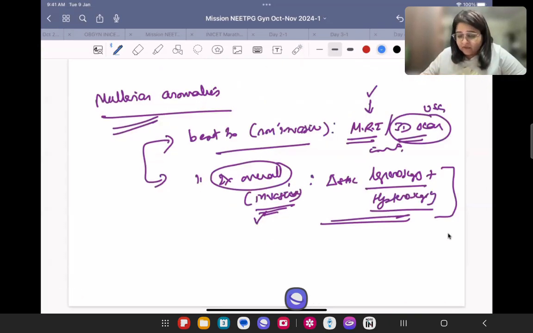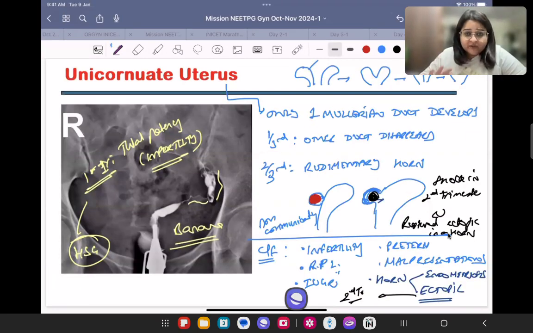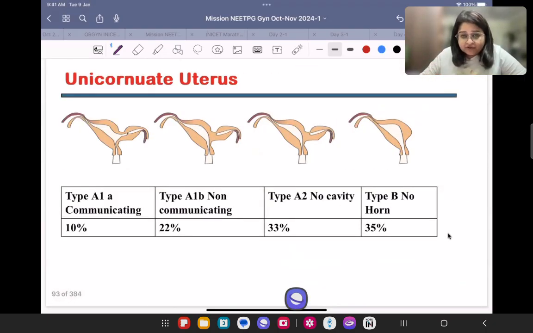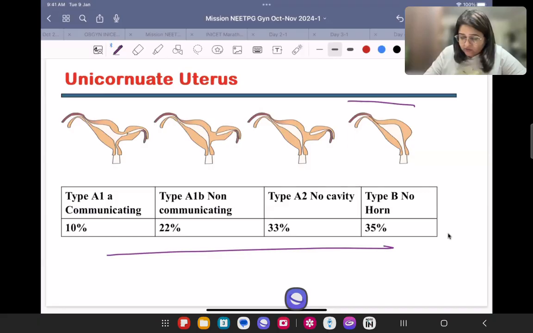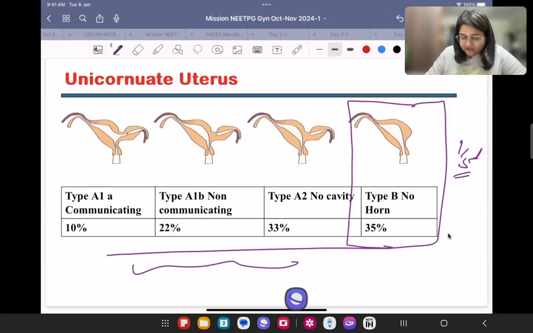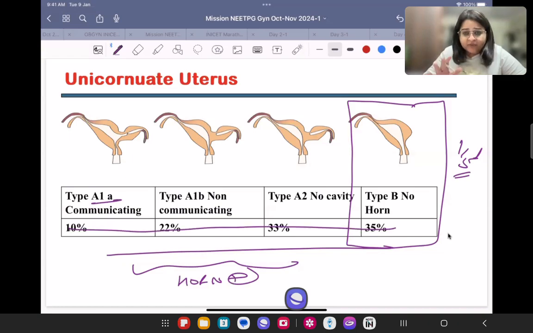Okay, so this is what we should know. Now in a unicornuate uterus, what is the treatment? What can you do? If you have a rudimentary horn, these are the types of uteruses. Okay, when there is no horn, I told you it's seen in around 1/3 of patients. But in the majority of patients, there will be a horn present. You don't have to remember which type it is; the percentage is not important. It's just to show you how it looks. So with no horn you won't see a rudimentary horn or hematometra.